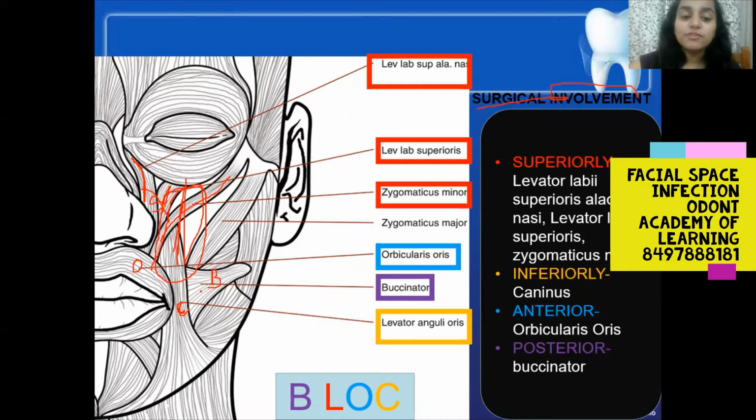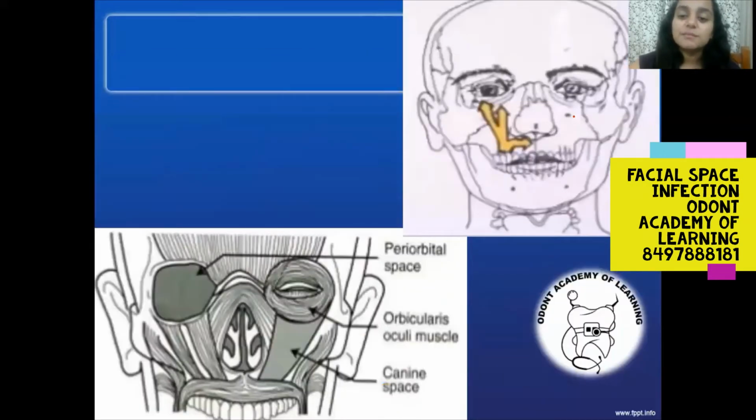Okay, so the mnemonic for this is BLOC. B stands for buccinator. L is the levator labii superioris as well as alaeque nasi. O is orbicularis oris and C is the caninus muscle. So you can try remembering with the help of this mnemonic. So this is another picture which shows the extent of the canine space infection. Here we can see it usually involves the inferior orbital margin up to the upper lip area and anteriorly from the nasolabial fold up to the extent of the buccinator muscle.